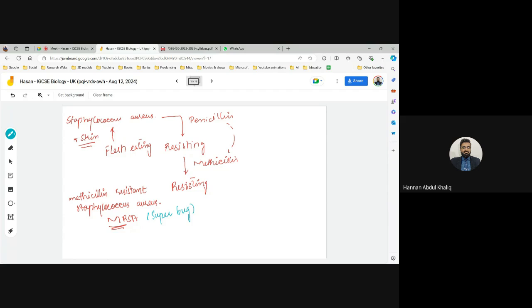That is resistant to every antibiotic present. Methicillin resistant Staphylococcus aureus is a superbug. You cannot kill it. So that is the problem.